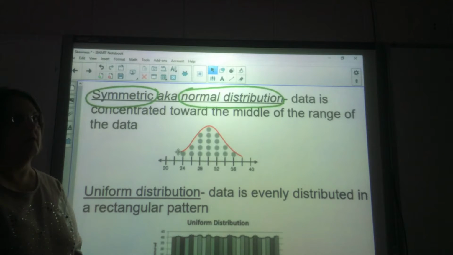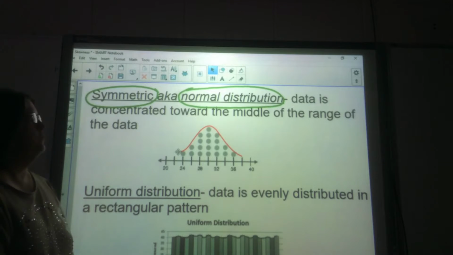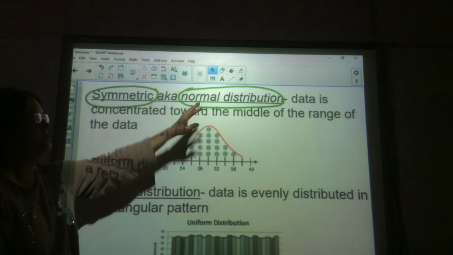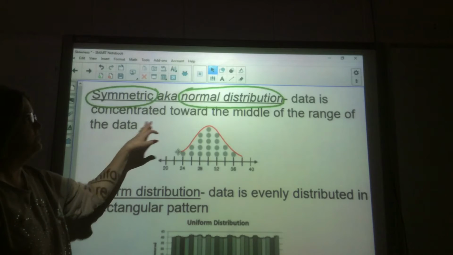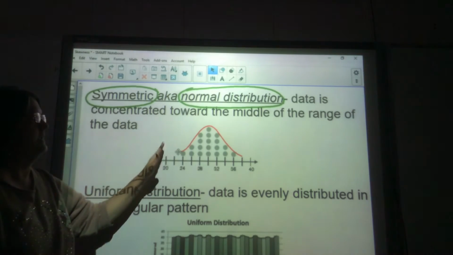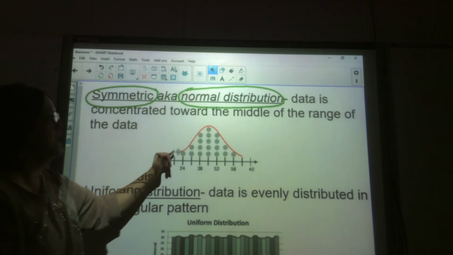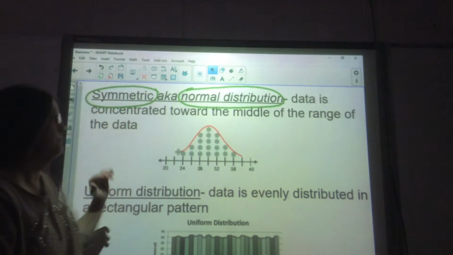Now, I'm going to tell you, y'all, the only thing I can tell you about all this is you're going to have to memorize these words. There's no cute thing I can say. Sometimes I can, sometimes I can't. You're just going to have to memorize what it looks like and what the word is that describes it. So the word here is symmetric, normal distribution. Your data is concentrated towards the middle, and it looks like a parabola in a way.